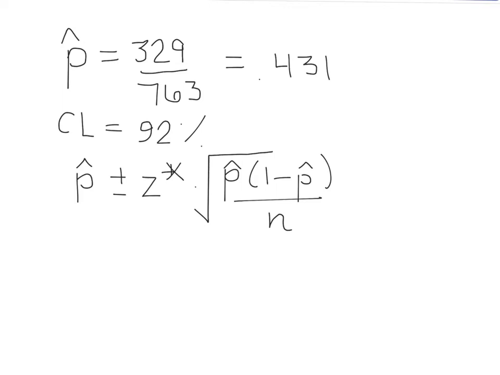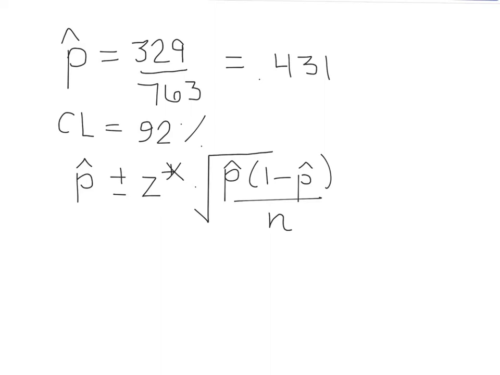So this is the second question that you sent me, Maddie. It says a CBS News New York Times poll found that 329 out of 763 randomly selected adults said they would travel to outer space in their lifetime given the chance. That's our p-hat, which I converted to a decimal for simplicity's sake. Estimate the true proportion of adults who would like to travel to outer space with 92% accuracy and round to 3 decimal places.